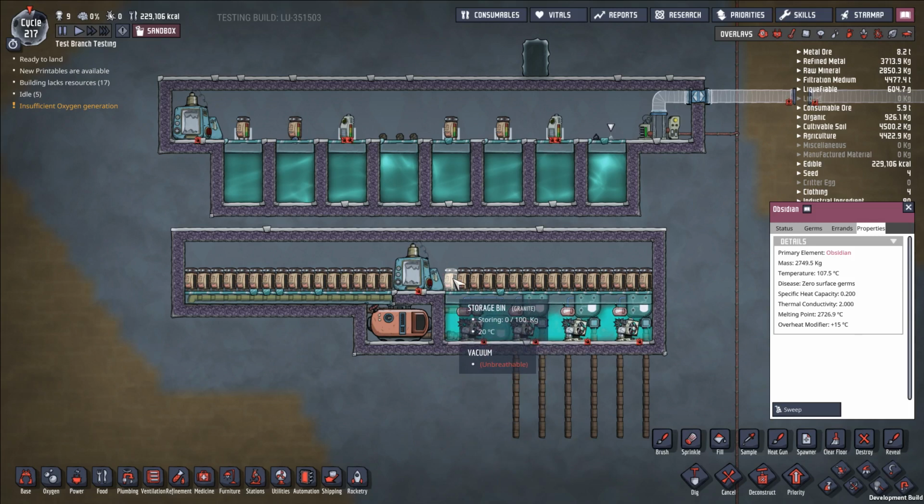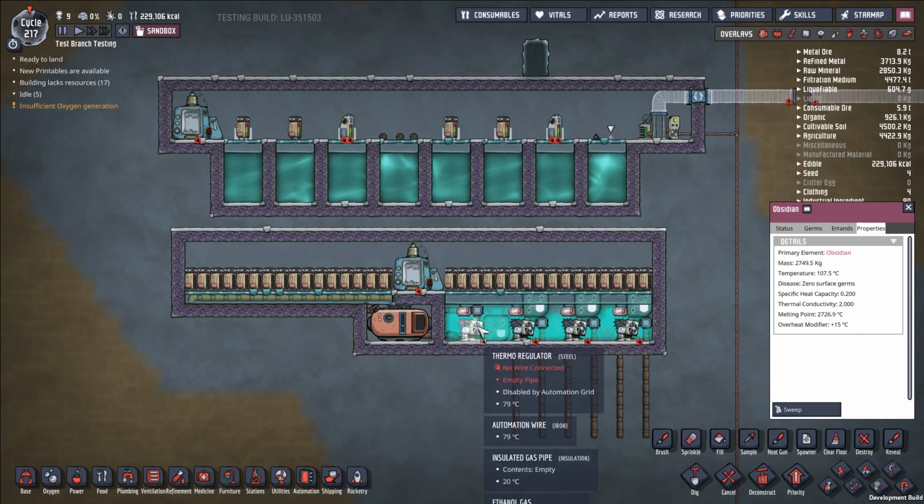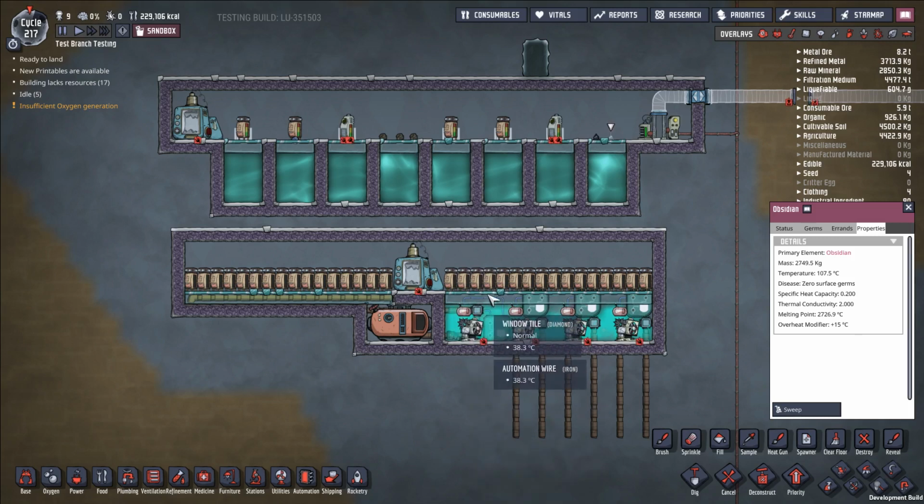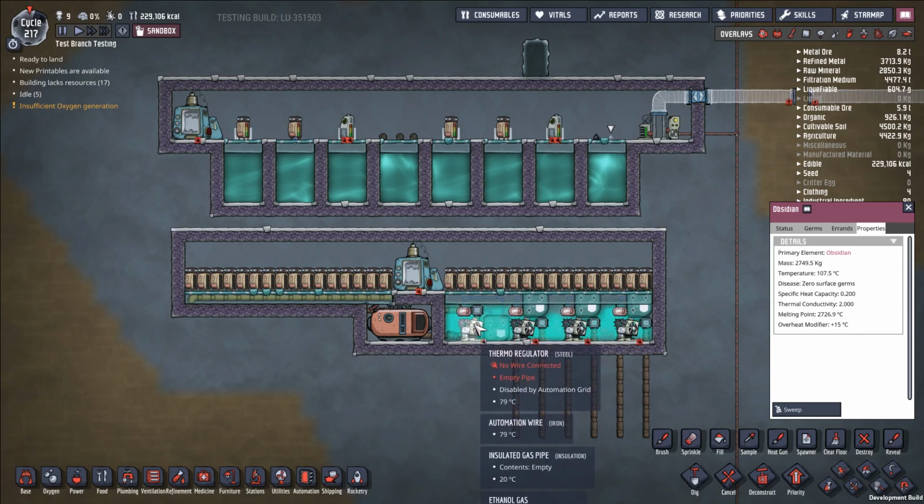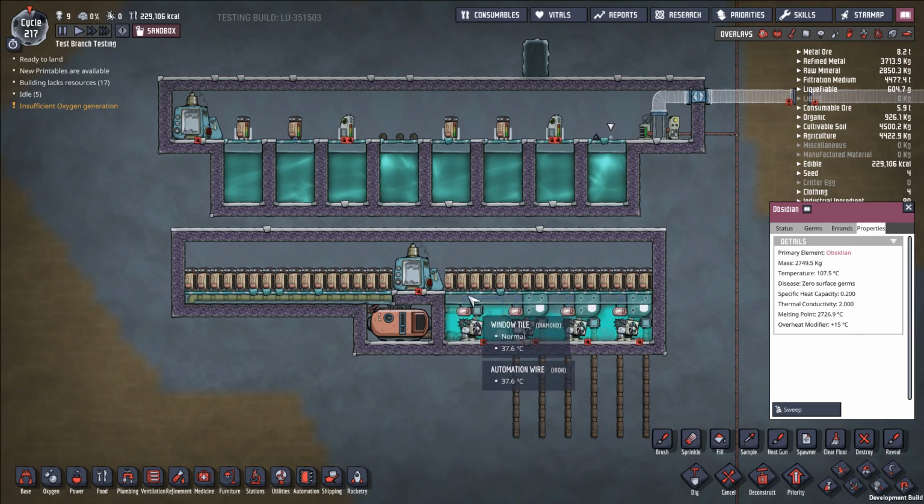A 280 degree difference between obsidian and diamond is enough to cool down a thermoregulator. In this instance, I've put 4 storage bins per thermoregulator. That way, I only need to maintain a 70 degree difference between the contents of these storage bins and the temperature of this window tile.